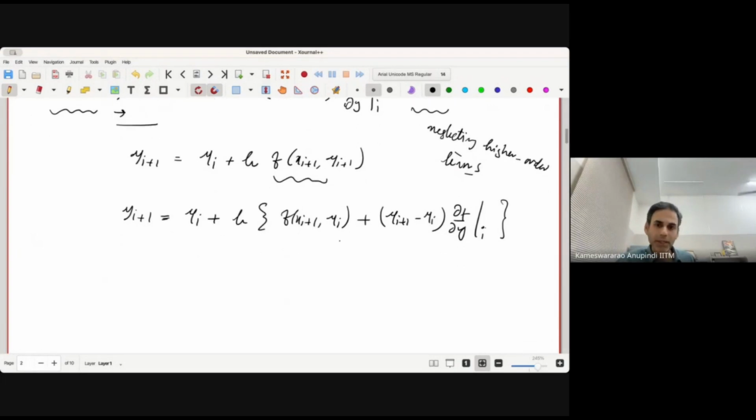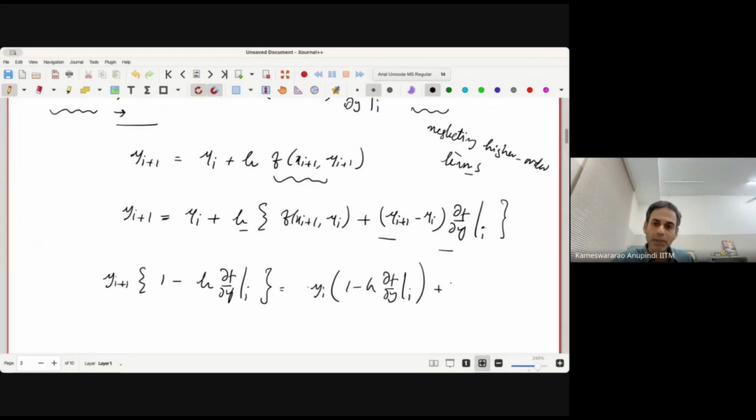So if this is the case, then I can now bring terms to one side. For example, I can bring the y_{i+1} partial f partial y term to the left hand side. This is going to be y_{i+1} times (1 minus h times partial f by partial y at i), where h is being multiplied, equals on the right hand side y_i times (1 minus h times partial f by partial y at i) plus h times f of x_{i+1}, y_i, right?